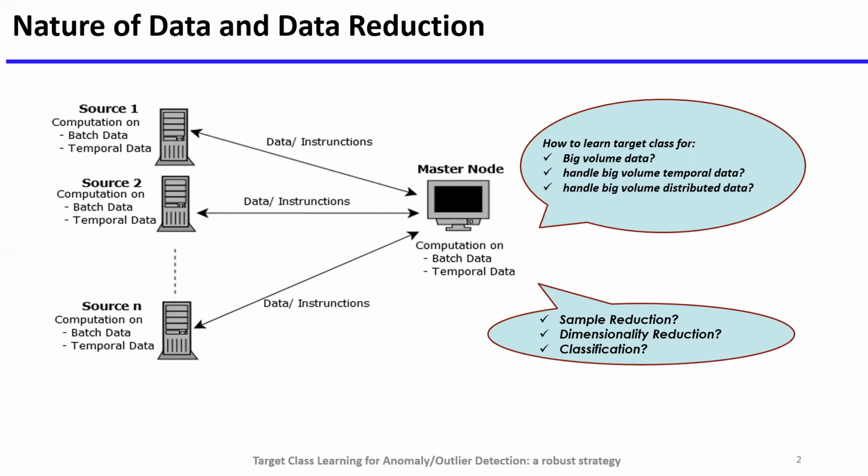So in this image, we can see that there's some sort of distributed environment where there are several sources, source 1 to source n, and it may be possible that the data is coming in batch, or coming temporally, and the master node is responsible for responding to all these nodes and computing the desired outcome. In such a scenario, if you want to concentrate on how we should learn the target class, then definitely the volume of the data is going to play a vital role.